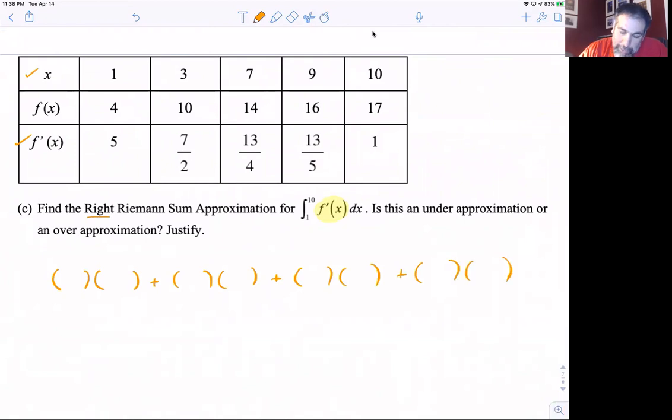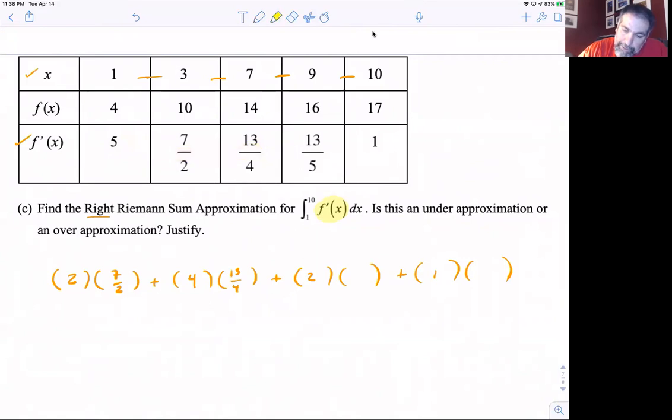And now we're going to go through and I'm going to do the base is going to be from 1 to 3. So that's 2. The next base is 4 from 3 to 7. Next one from 7 to 9 is 2. And next one from 9 to 10 is 1. And now I've got to choose the correct height, and it's going to be the right one. But remember, we're using f prime. So I'm choosing between these two, and the right hand is going to be 7/2. And the next one, we're choosing between 7/2 and 13/4. So the right one's going to be 13/4.